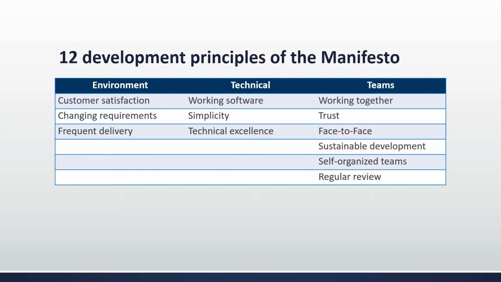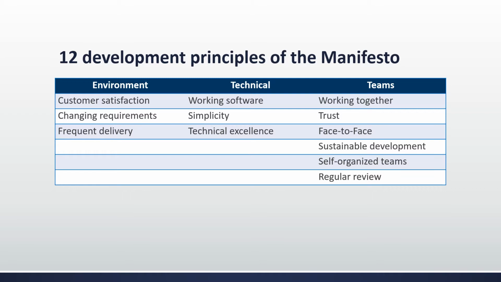So customer satisfaction, it's when customers are happier when they receive working software at regular intervals rather than waiting for long periods of time between the releases. For changing requirements, Agile aims to accommodate changing environments throughout the development process and even towards the end of the project. And frequent delivery, deliver working software frequently from a couple of weeks to a couple of months. So the shorter the gap between releases, the better.